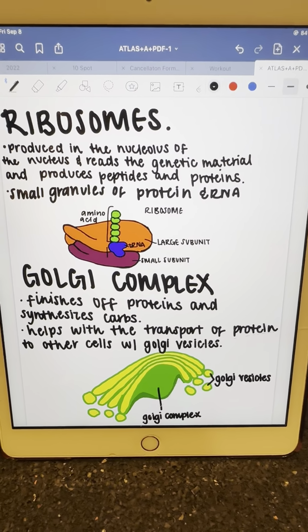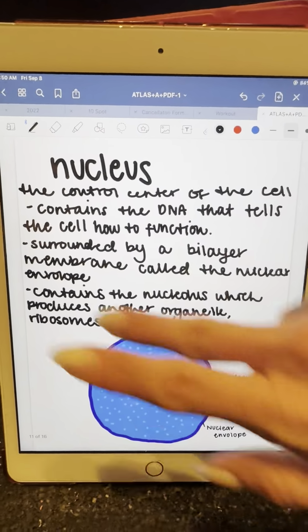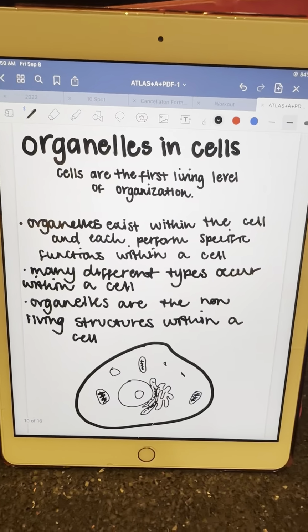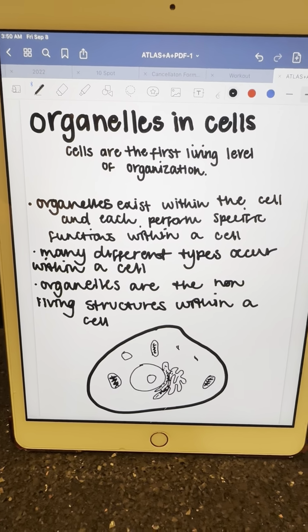I think it's super interesting to think about how such a small part of us and how we have so many different types of cells. There are so many parts to just that one tiny unit of life.